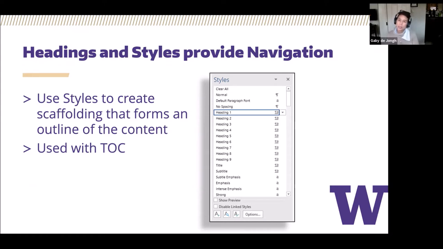When using styles, this provides an outline that can automatically be used when initiating the table of contents tool in the references tab of Word. So for longer documents of 10 pages or more, using styles in combination with the table of contents provides additional navigation aids that actually benefit all users.